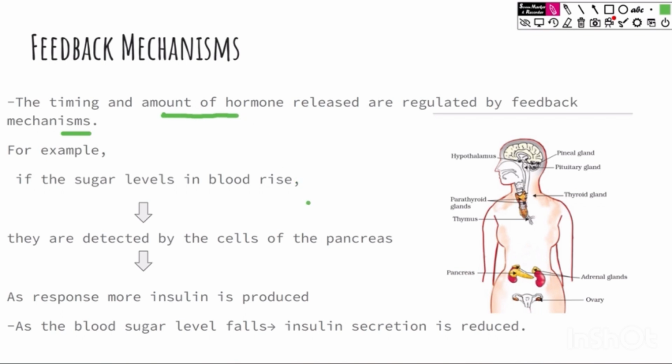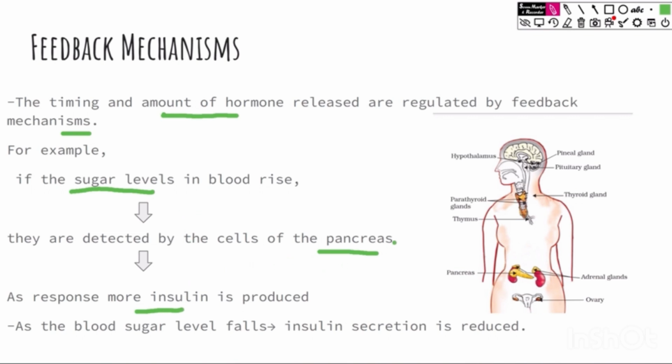We are seeing an example of the insulin hormone which is released by the pancreas. Supposing that sugar levels are high in the blood right now, and that is detected by the cells of the pancreas, because the pancreas releases insulin. Hence, to control that sugar level, these cells produce more insulin, and then the sugar levels are controlled.